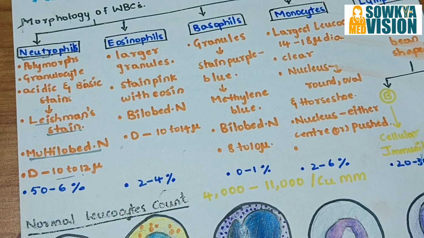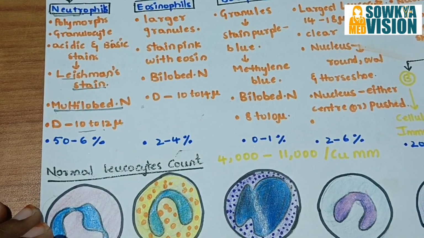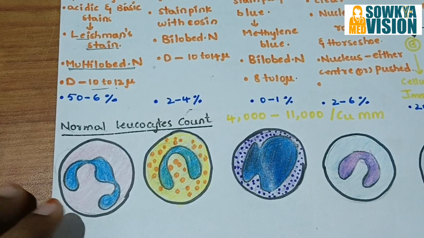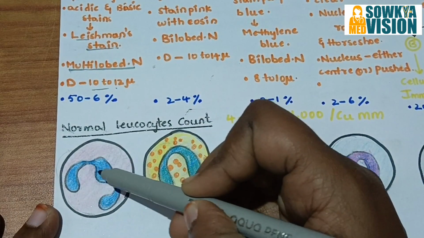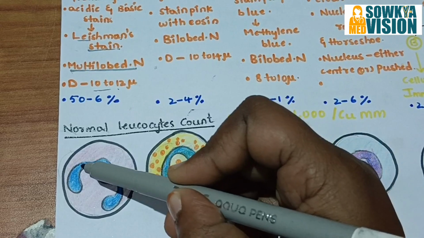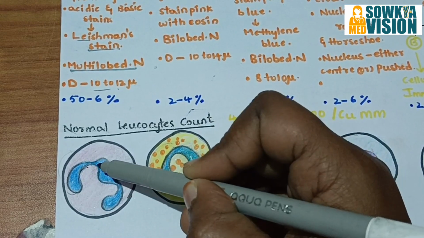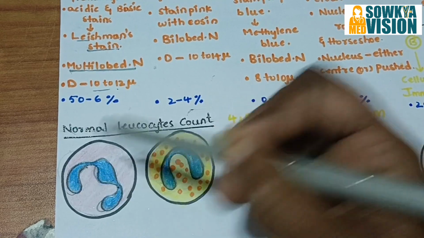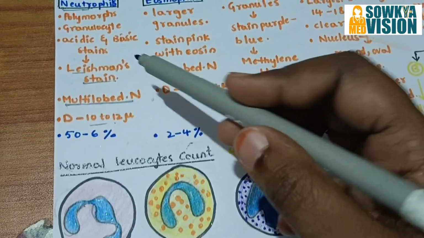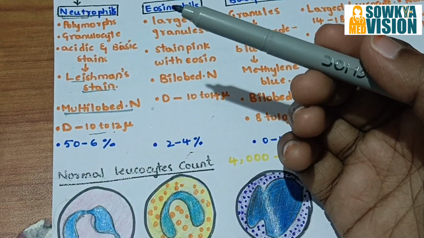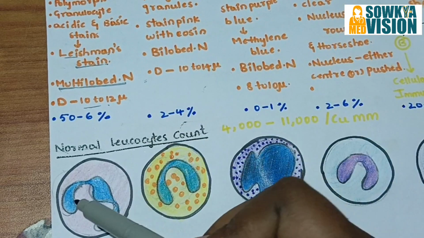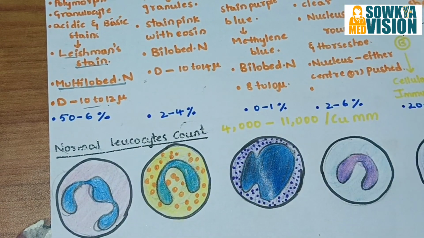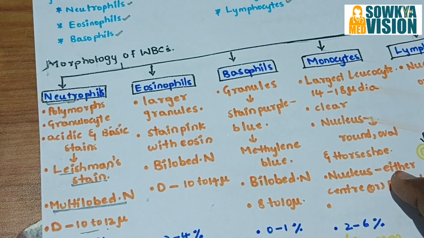Let's see the structure of the nucleus. See, this is the neutrophil, and this blue color shaded part is the neutrophil. If you see, these are the lobes: 1, 2, 3. As we discussed, it is a multi-lobed nucleus. 1, 2, 3.